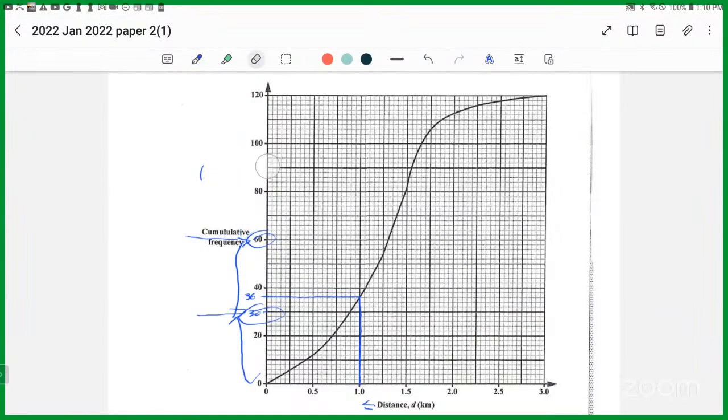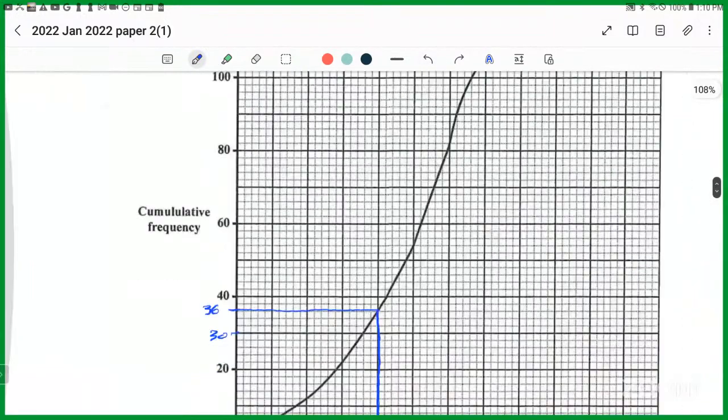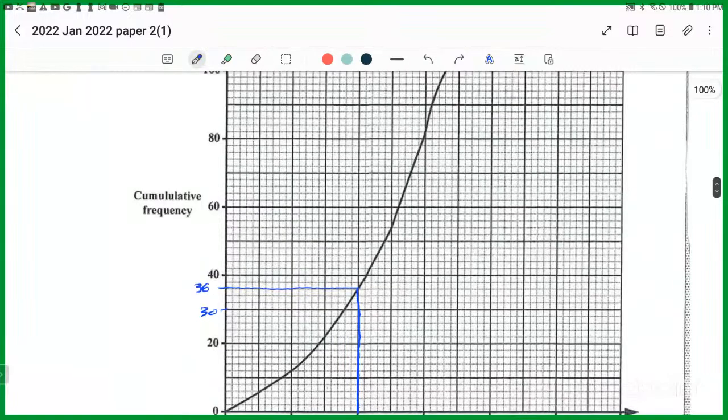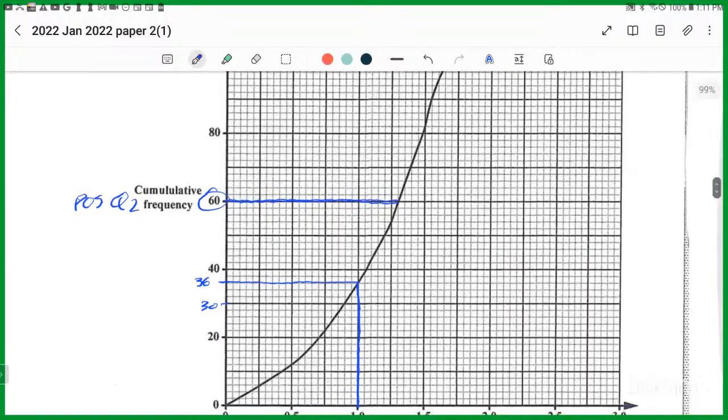We could also use a formula to do it. The position of Q2 is half of 120, which is 60. So this is the position of Q2. Get the Q2 position, come across on the graph, and read that distance down on the x-axis.